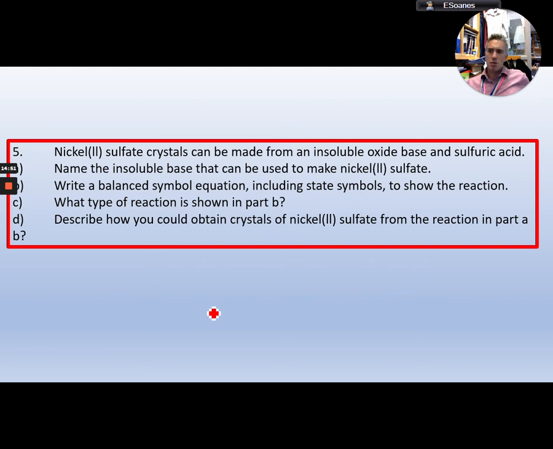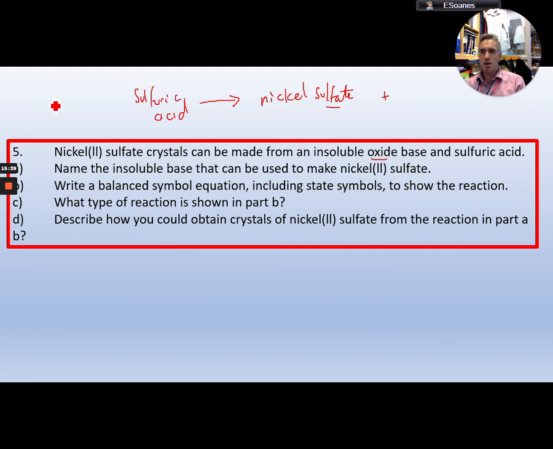Number 5. Nickel sulfate crystals can be made from an insoluble oxide base and sulfuric acid. Name the insoluble base that can be used to make the nickel sulfate. So, if we've got something makes nickel sulfate, and we've got sulfuric acid. So sulfuric acid makes a sulfate. And it's an oxide base.